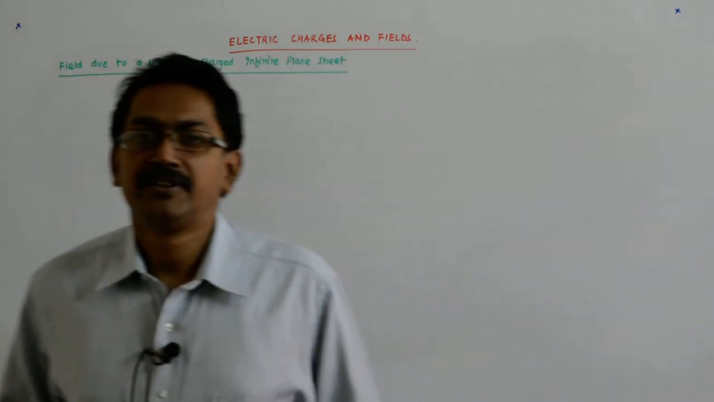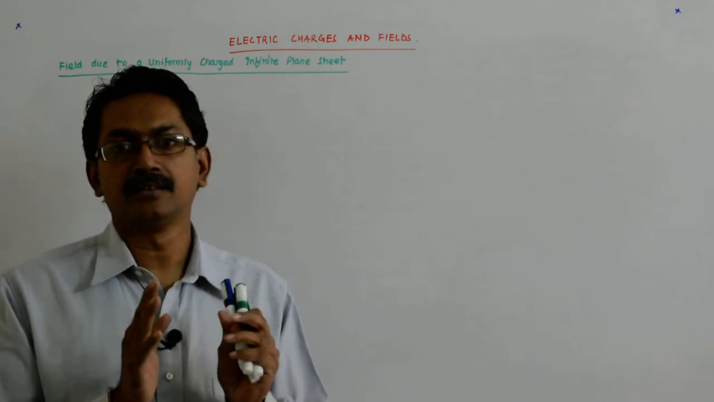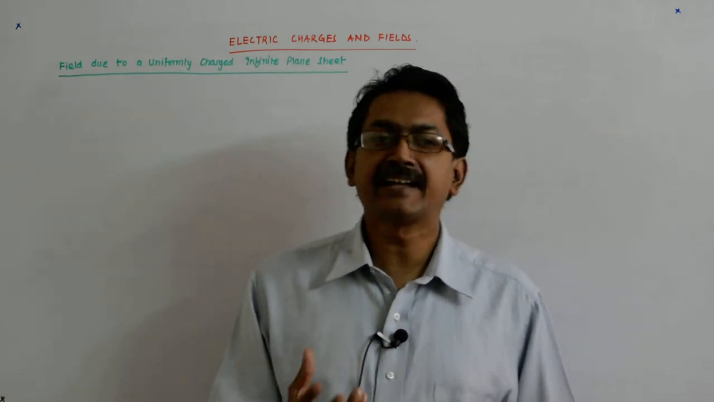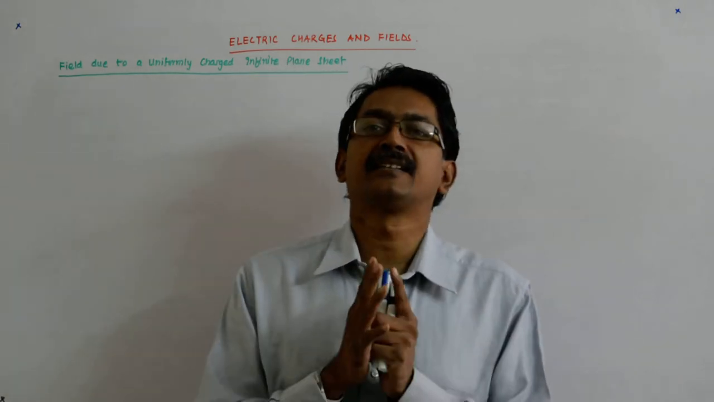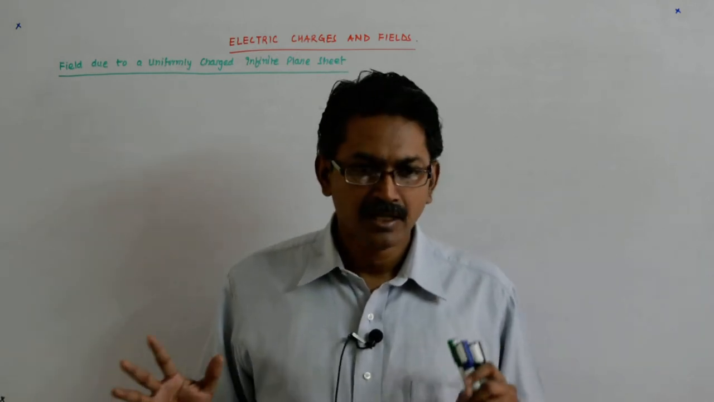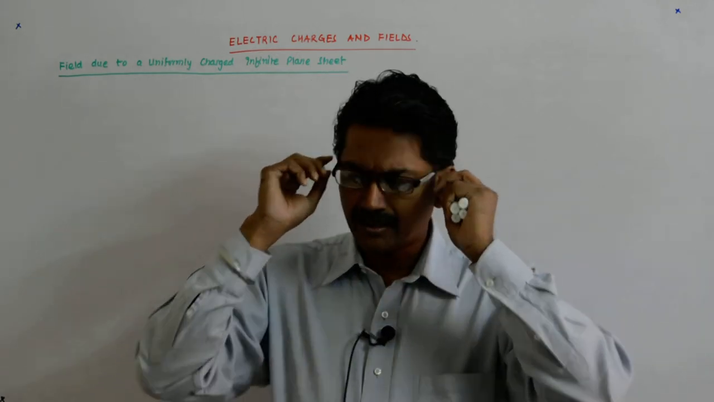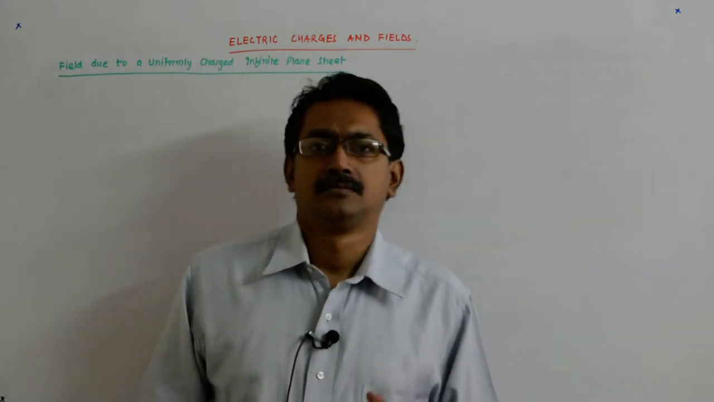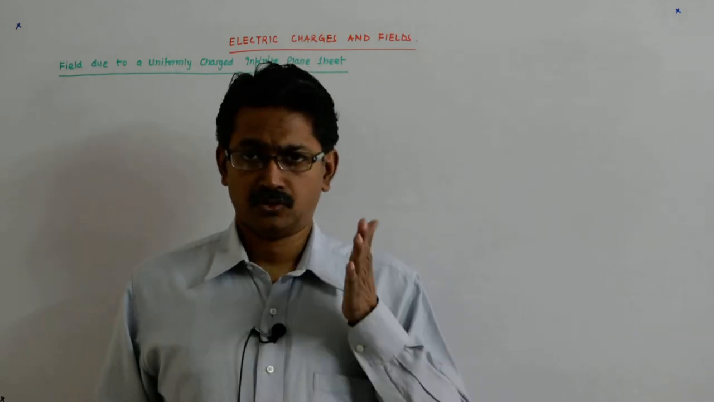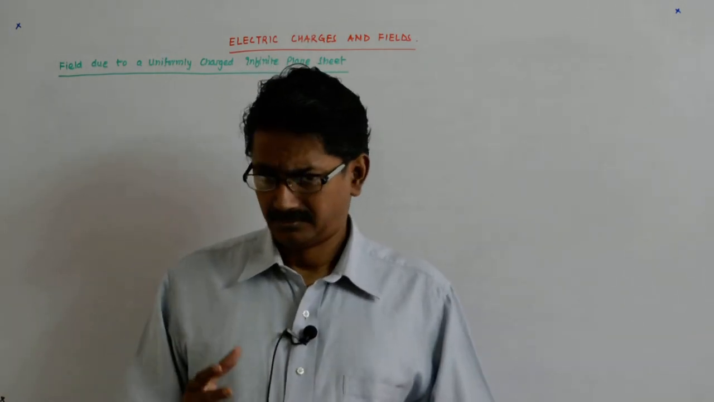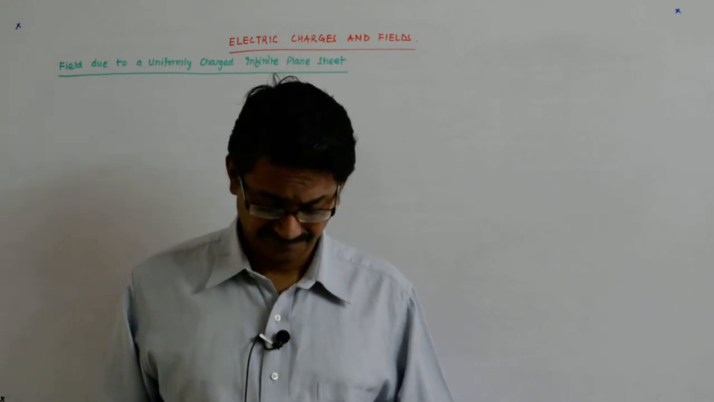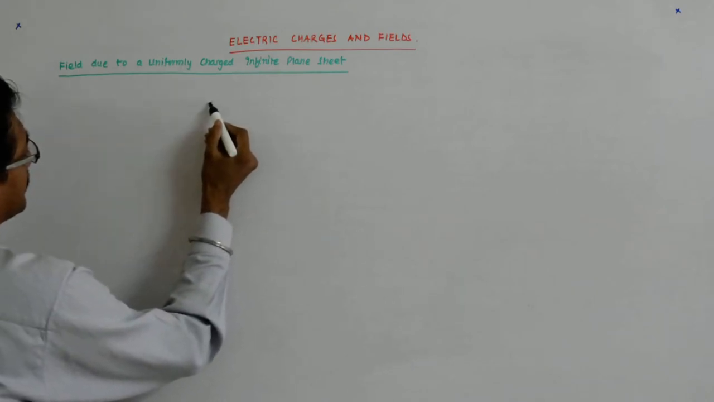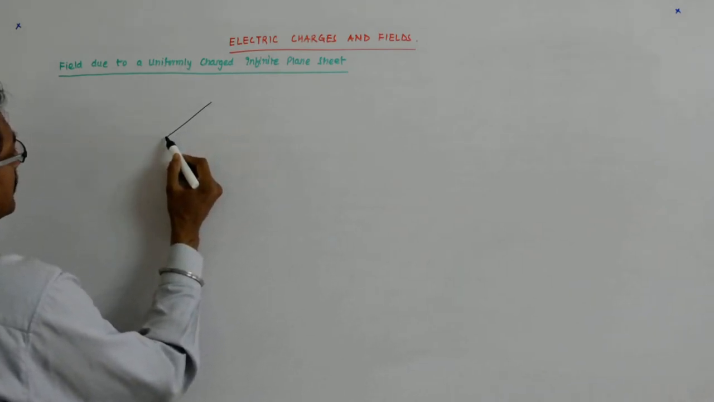Now we saw that we found out the field by the first principle method. That was by taking a ring first, extending it to a disc, and then making the radius of the disc infinite. Now you must have seen, it took us quite an effort to do that and come up with the final result, right? Let us try to do the same thing by using Gauss's law.